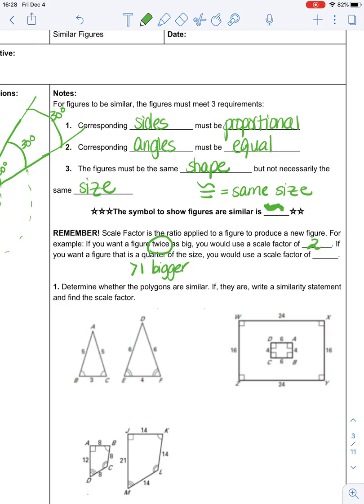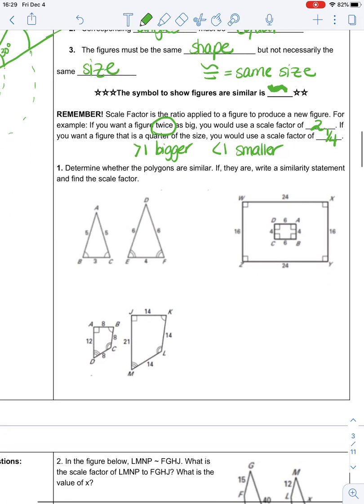Remember, if you want to get bigger, you use a number bigger than 1. A scale factor bigger than 1 makes the shape bigger, and a scale factor smaller than 1 makes the new shape smaller. Okay, so if I wanted to make it a quarter of the size, then I would divide by 4 or multiply by 1/4. 1/4 as big.